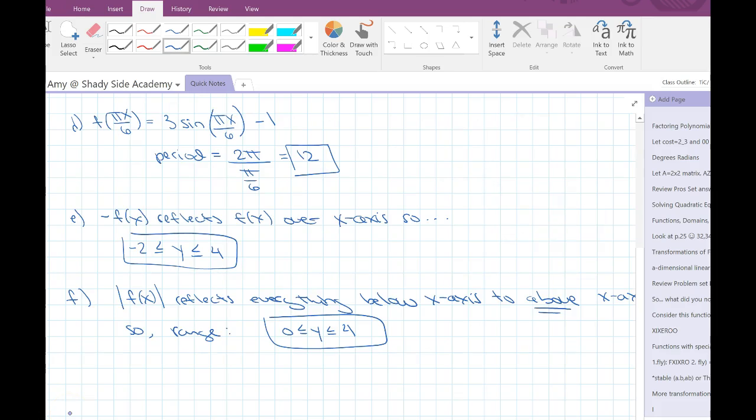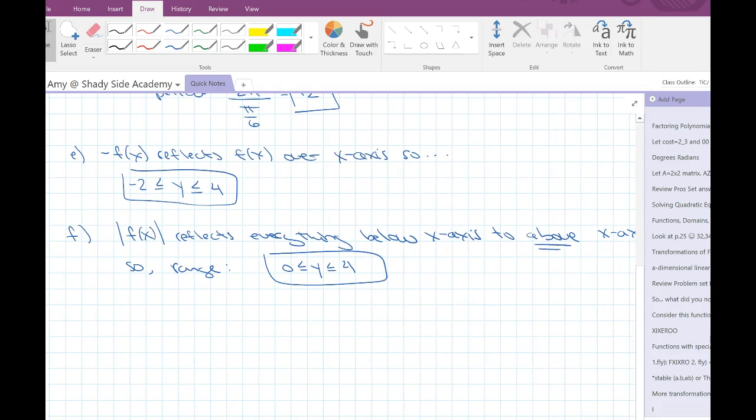Okay, here are the answers for D, E, and F. D was straightforward. Here's E, right? Negative f of x reflects f of x over the x-axis. So this is the range. Absolute value of f of x reflects everything below the x-axis to being above the x-axis. So here's the range. And then question number 2, you can do on your own.